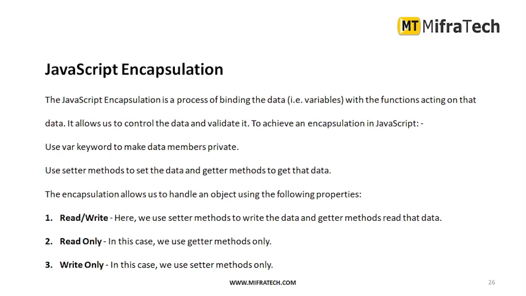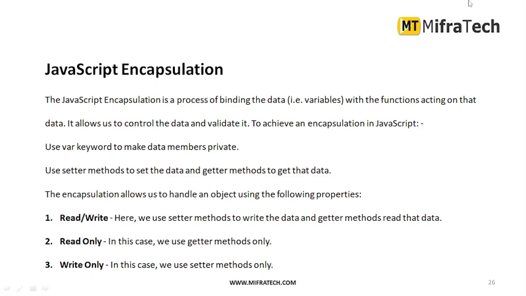The next topic is JavaScript encapsulation. JavaScript encapsulation is a process of binding data. Encapsulation refers to binding data with the functions acting on that data. It allows us to control the data and validate it. To achieve encapsulation in JavaScript, use the var keyword to make data members private.